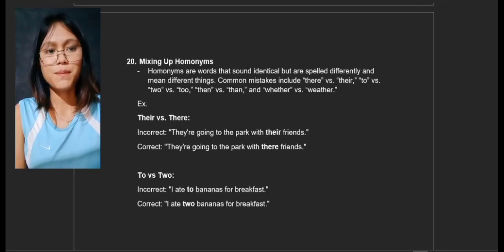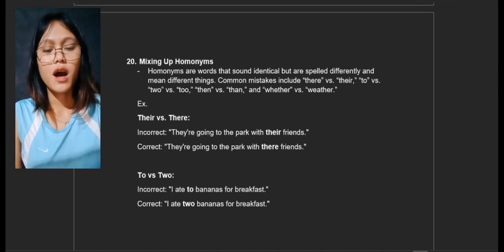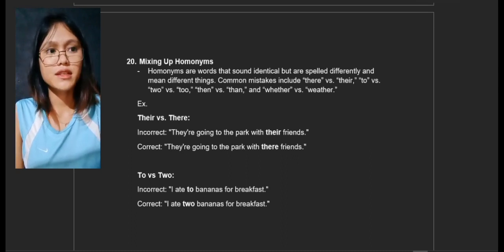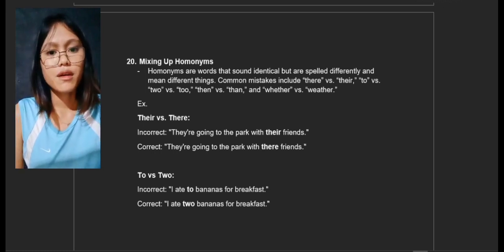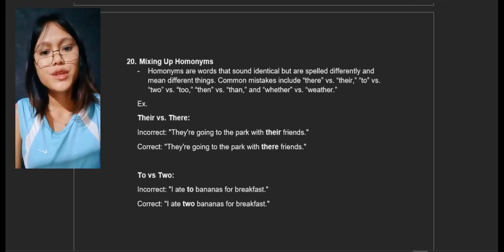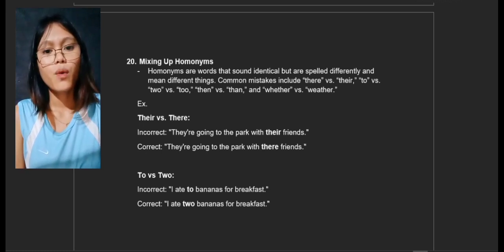Number 20, mixing up homonyms. Homonyms are words that sound identical but are spelled differently and mean different things. Common mistakes include there versus their versus they're, two versus too versus to, then versus than, and whether versus weather.